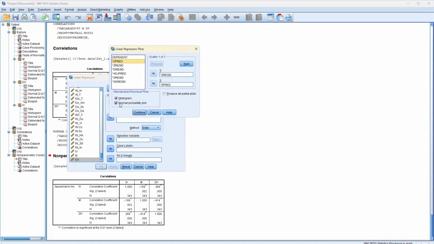And you need also to tick histogram and normal probability plot, which can check the assumption of normality for you. And this one can also check the assumptions of linearity and homoscedasticity for you. Again, I don't want to make the video long. You can just have a look at the correlation and regression chapter of a statistical textbook.